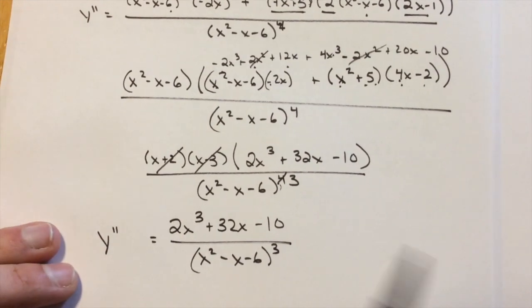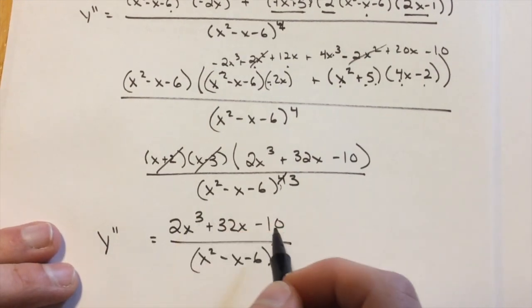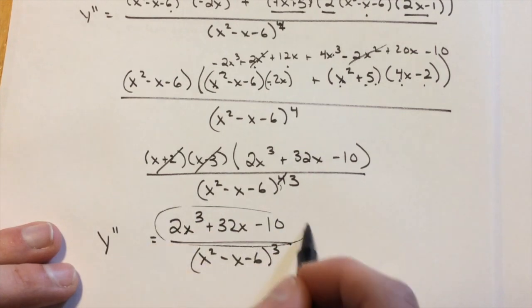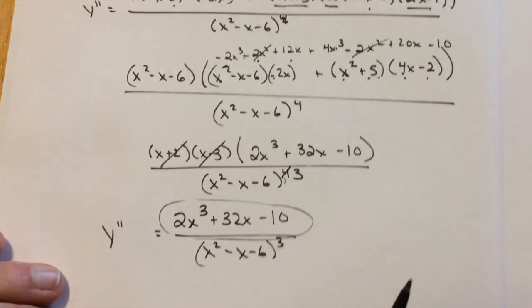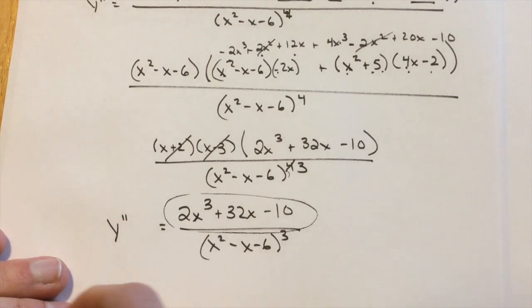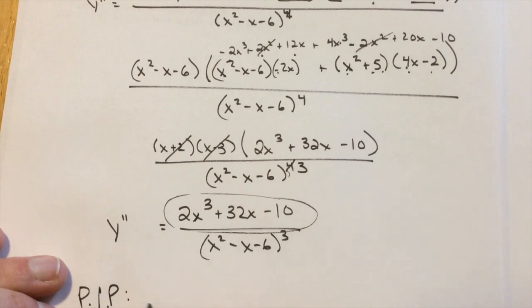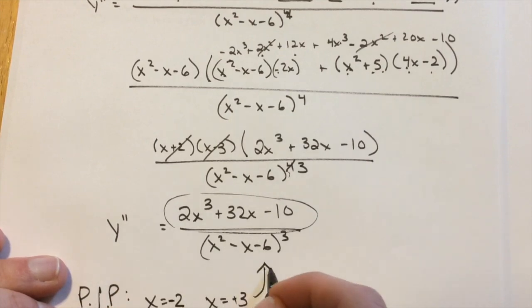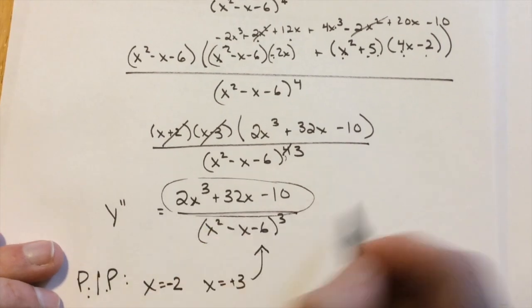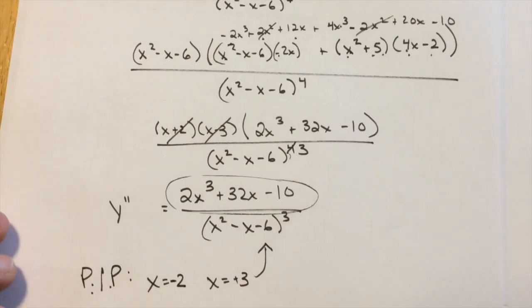So that's a lot. And what we could do is we could find out what makes this 0 to get my possible inflection points. I'm going to have definitely x equals 3, negative 2. That's from the denominator. And this is too difficult to discern what's going to happen.